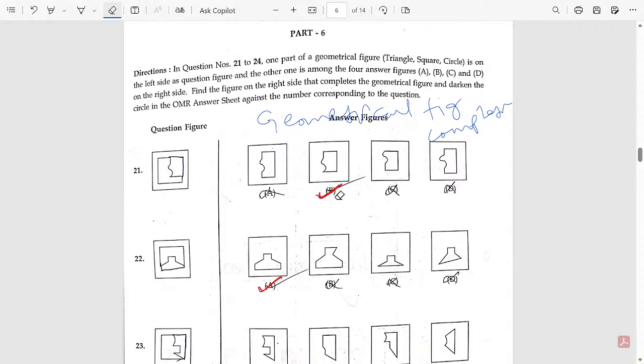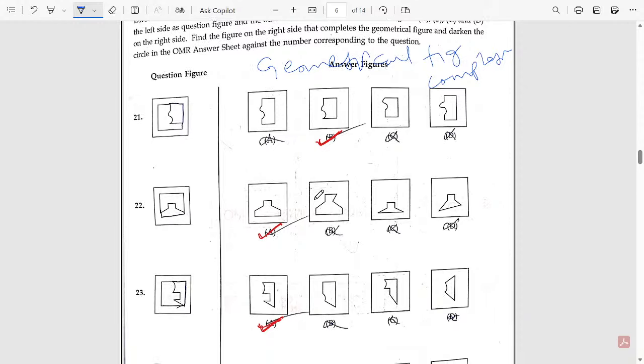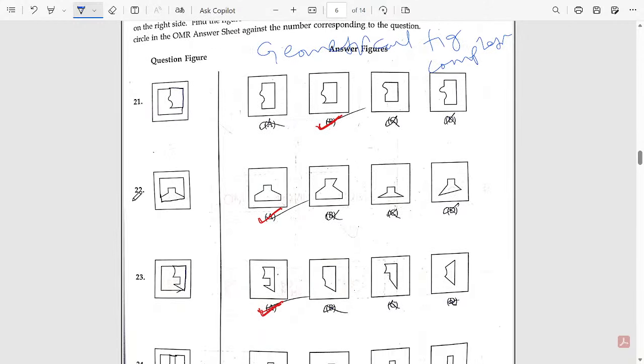Yes, everyone got it? That is the cut part here, so it will join option B. It will not be A, because of the figure you can see here, so it will join B. For 22, what will be the answer? Answer option A, that will join perfectly.